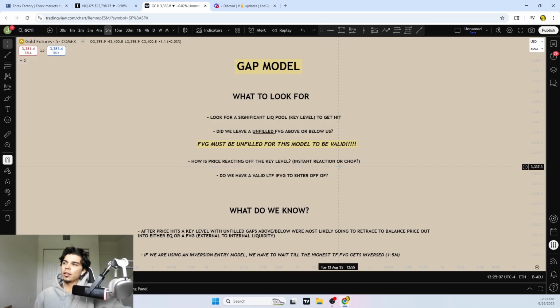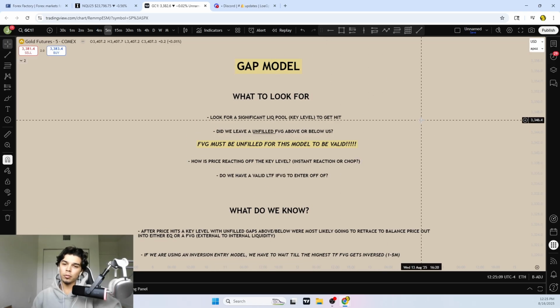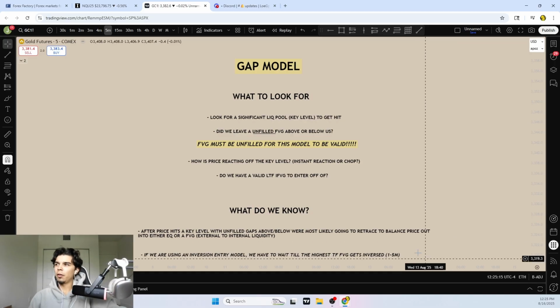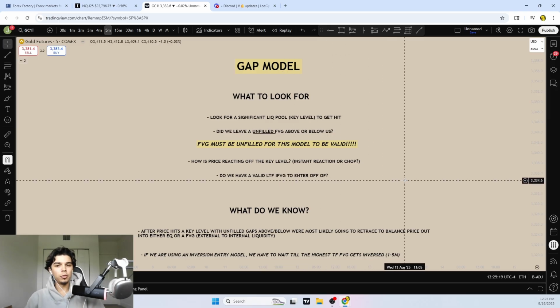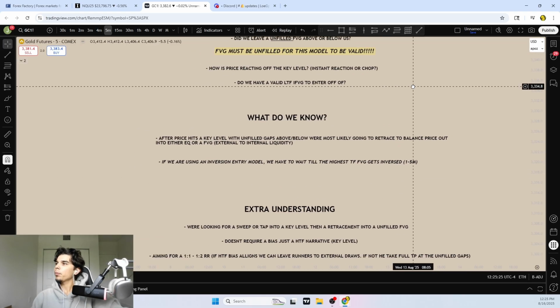How is price reacting off this key level, right? Are we getting an instant reaction, or did price hit the key level and start to chop around a little bit? That's something we want to look out for. And then do we have a valid low time frame IFVG to enter off of, right? Same thing with our continuation model and our PDI model. Highest time frame inversion off the most recent leg, right?